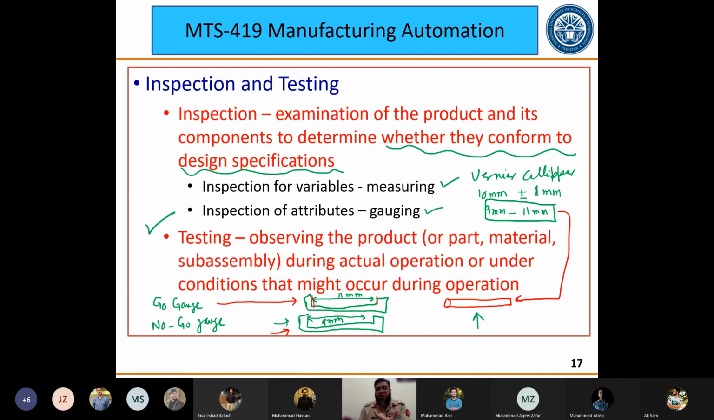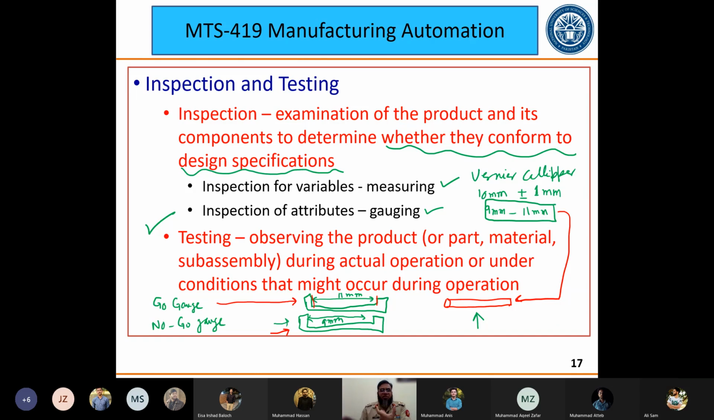If you can see it in this slide, what I want to make is something which is of 10 millimeter with plus minus 1 millimeter tolerance. So it should not be more than 11 millimeter and should not be less than 9 millimeter. So I'm going to make a gauge of 11 millimeter and put the part here. If it goes in, it means that it is not larger than 11 millimeter. Okay, so this is the go gauge. And I make another gauge which is 9 millimeter. So I'm going to put the part here and it is not going into the gauge. It means that this has a larger dimension as compared to 9 millimeters. So it is not less than 9 millimeters.